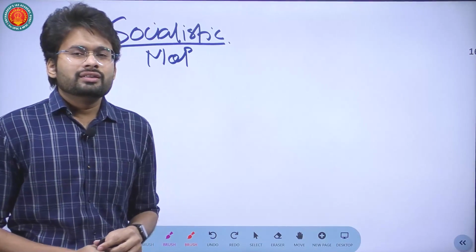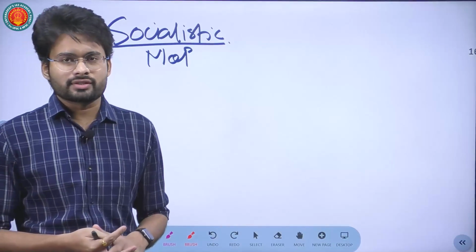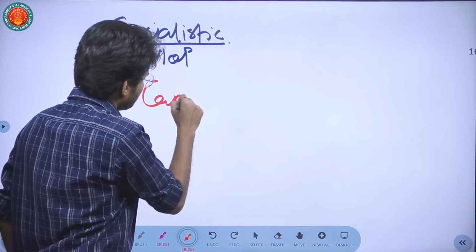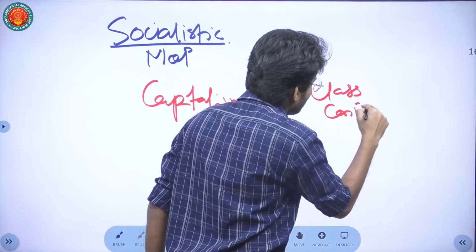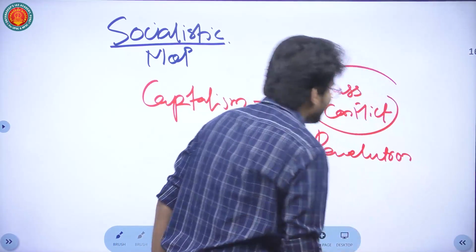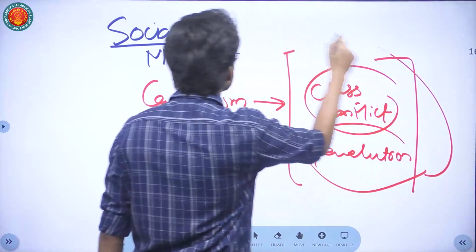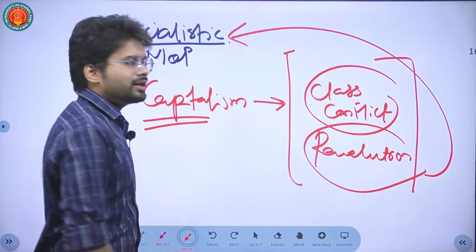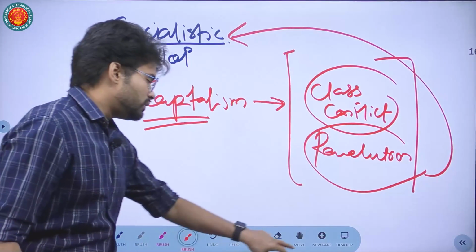According to Marx, the earlier phase called the capitalistic phase, or capitalism, will have inherent contradictions. The contradictions will result in class conflict, or to be more precise, a revolution. And the revolution or the class conflict will pave the way for nothing but a socialistic mode of production. So the natural progress of capitalism, through the change or through the revolution, will lead to a socialistic mode of production.